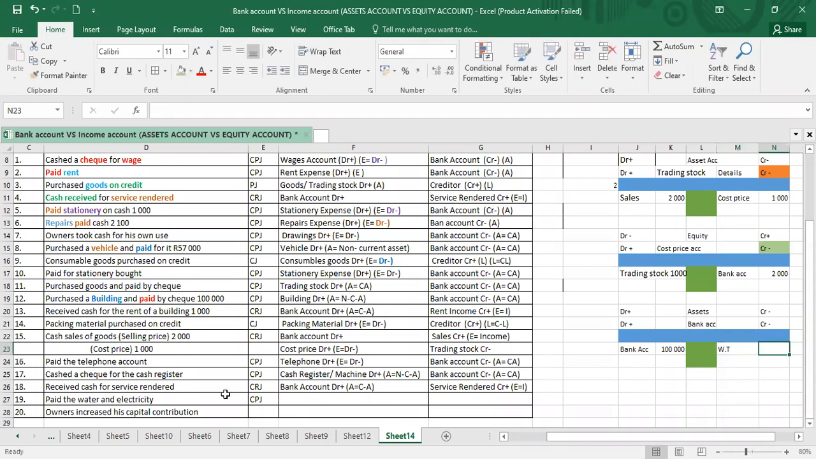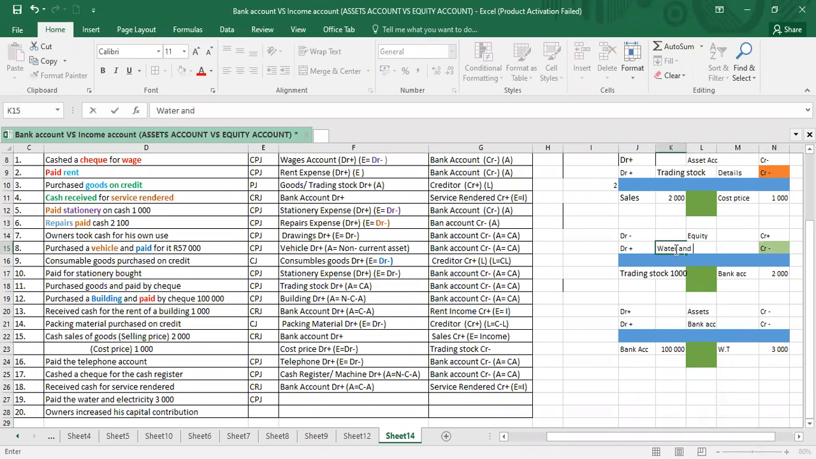Right. How much was this water and electricity? Maybe you paid the municipality 3,000 rand. Now it means that you are saying you used your business bank account to pay for water and electricity. How much was the amount that you paid to the municipality? It was 3,000 rand. You go and also open the water and electricity account. Can you see? It's an expense.